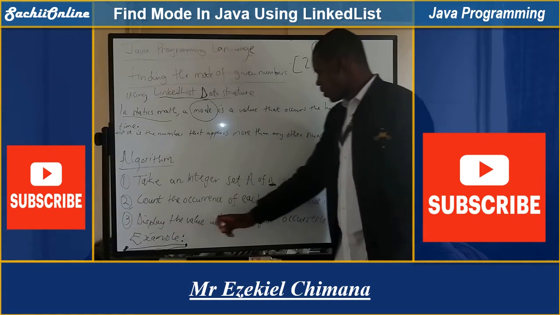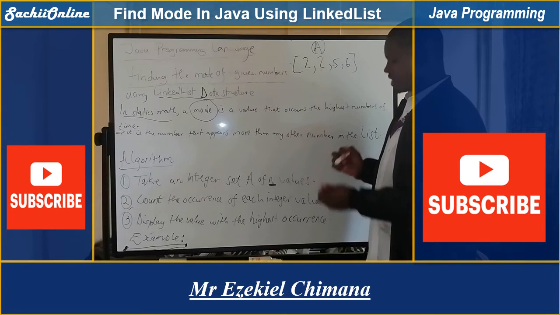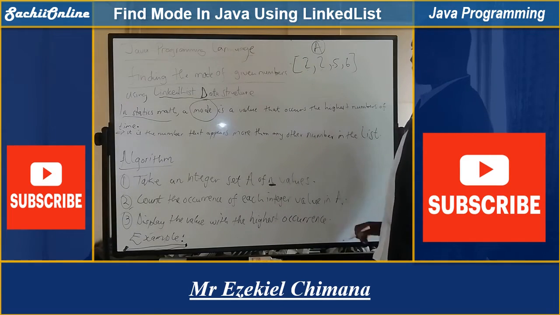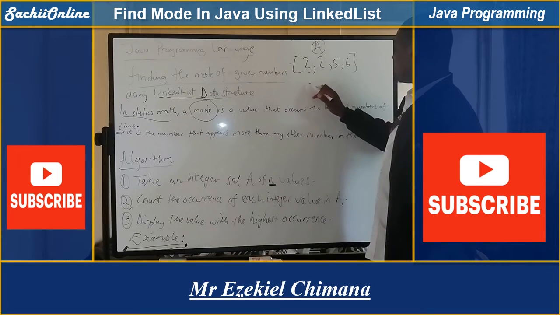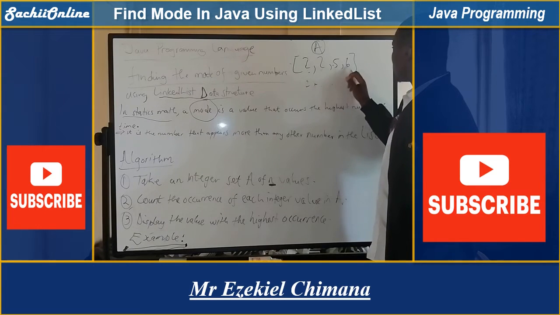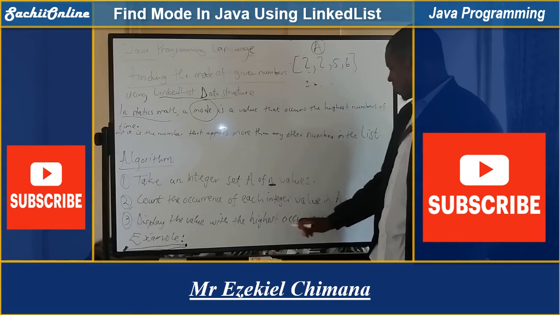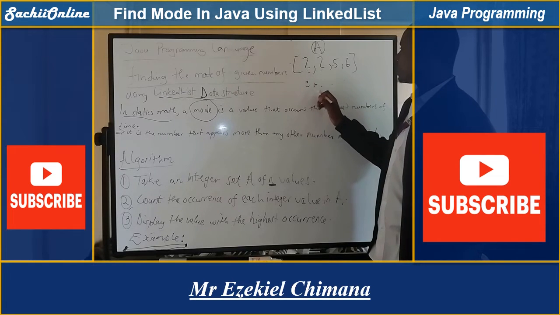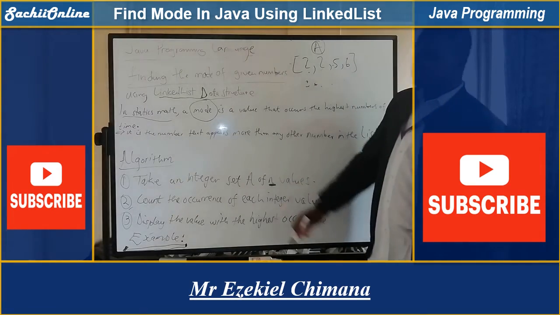So on step number 2, we are going to use the count variable to count the occurrence of each integer value in A. We have to count the occurrence of each and every value in our set A. Like 2 appears in this list 2 times, and then this one time, and this. That's what we have to do. And then from there, we have to display the value with the highest occurrence. Like here, 2 has the highest occurrence, and then we display that this 2 is our mode. That's the algorithm that we are going to use.